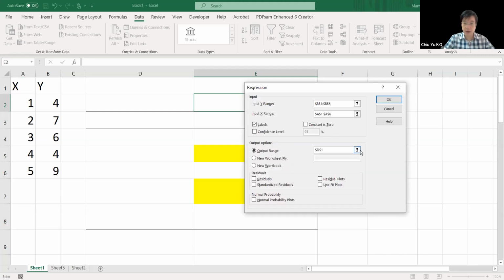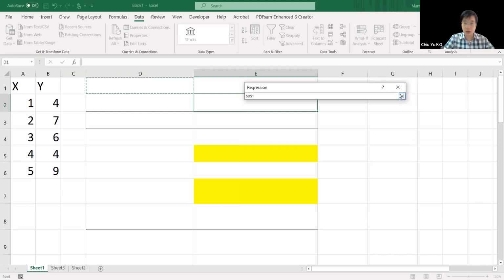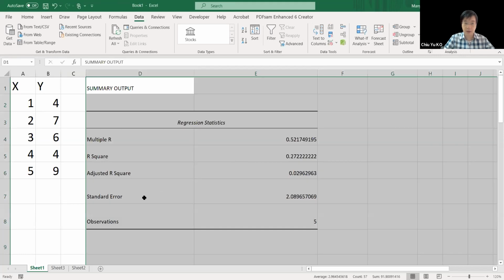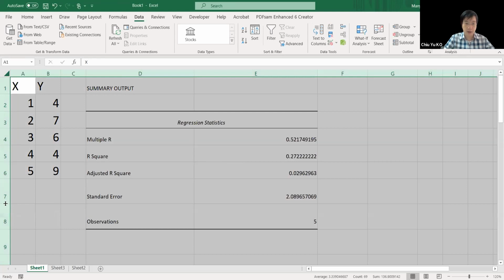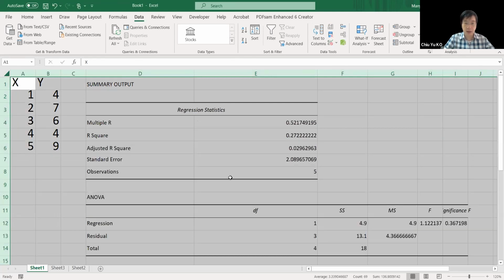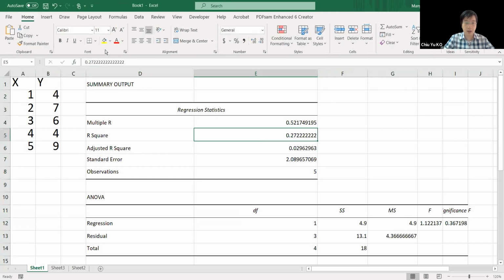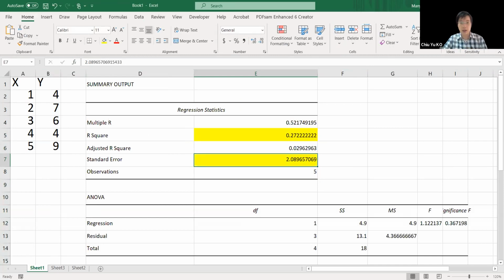And then you just choose where to put the output with label here, and this will be the answer. And what will be leading in this exercise? We're using the R square. That's what we do. Standard error of regression, this is the S.